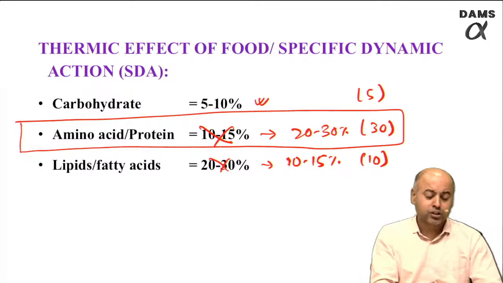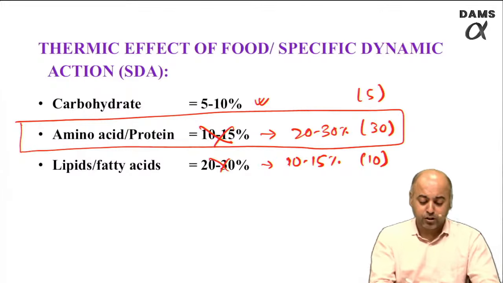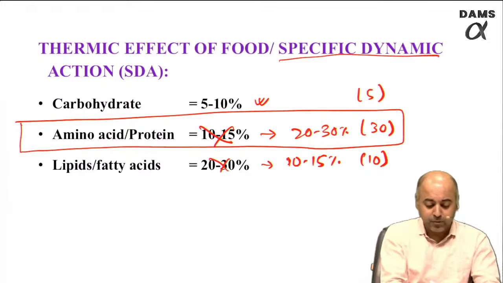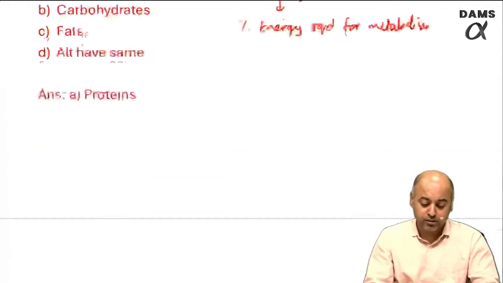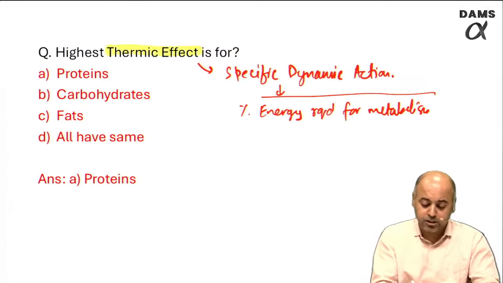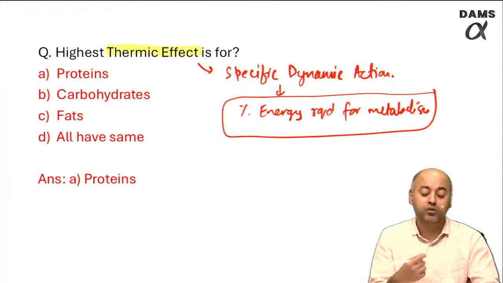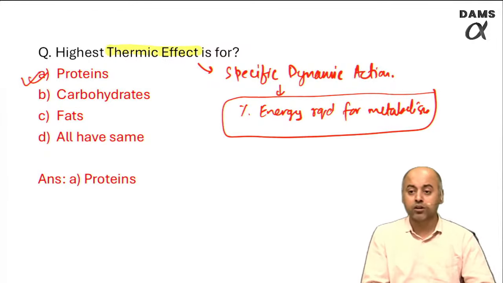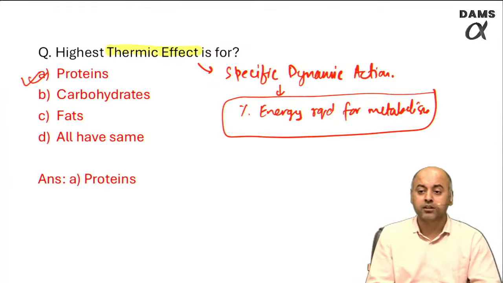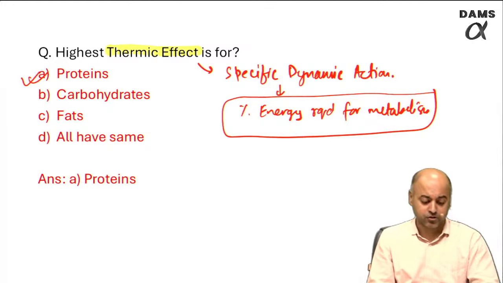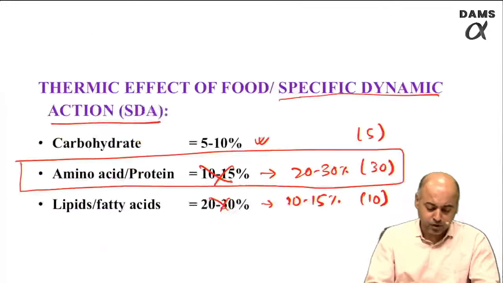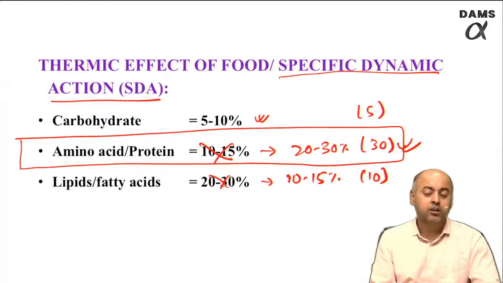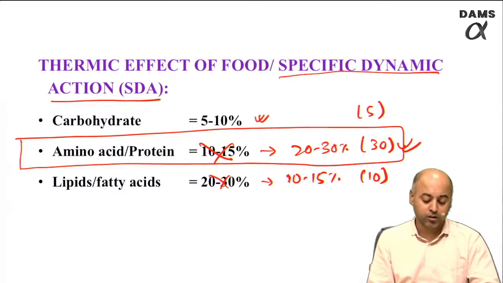Okay, so thermic effect of the food, very important, also known as the specific dynamic action of the food, and I told you it is representing the percentage energy required for the metabolism for that particular type of food. And the highest thermic effect is for the proteins. As we saw, approximately 30% is the SDA for the proteins.